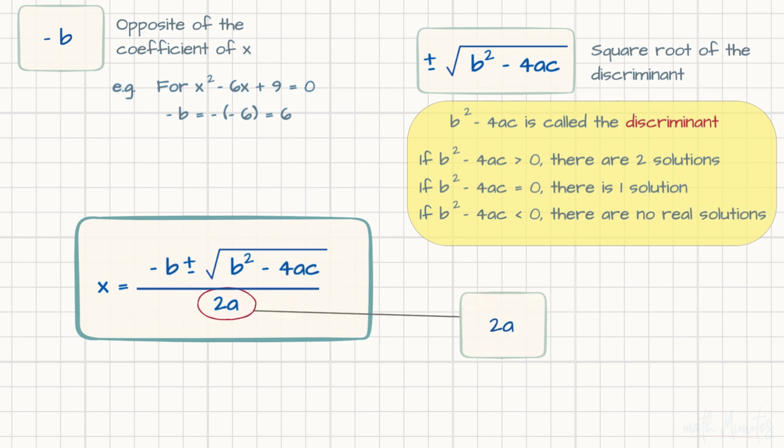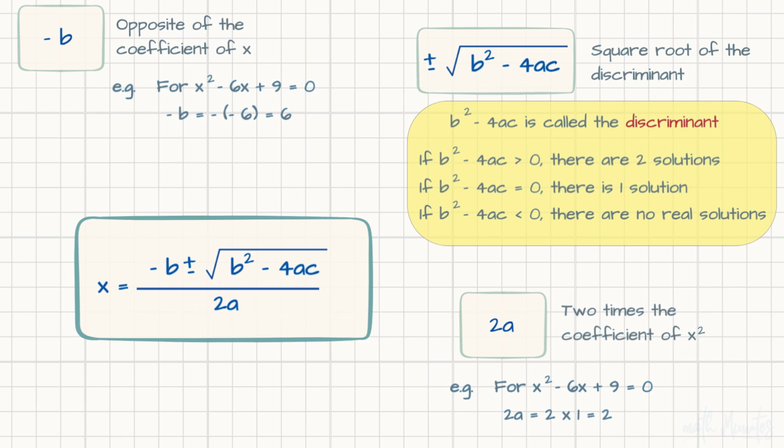Part 3, 2a. The third part of the quadratic formula is 2a, which represents twice the coefficient of x squared in the original quadratic equation. For example, in the equation x squared minus 6x plus 9 equals 0, the coefficient of x squared is 1, so 2a equals 2.